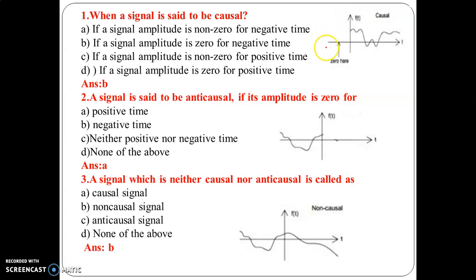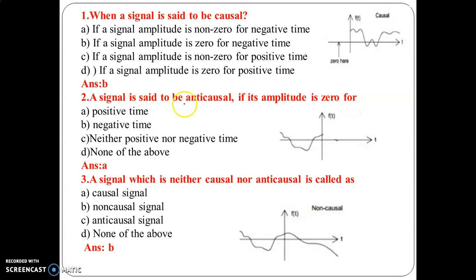Okay. So see this waveform. This waveform is an example of a causal signal. It is non-zero in the positive time and it is 0 for negative time. Okay. So which option is right? Option B is correct. If a signal amplitude is 0 for negative time, it is said to be a causal signal. So option B is right.